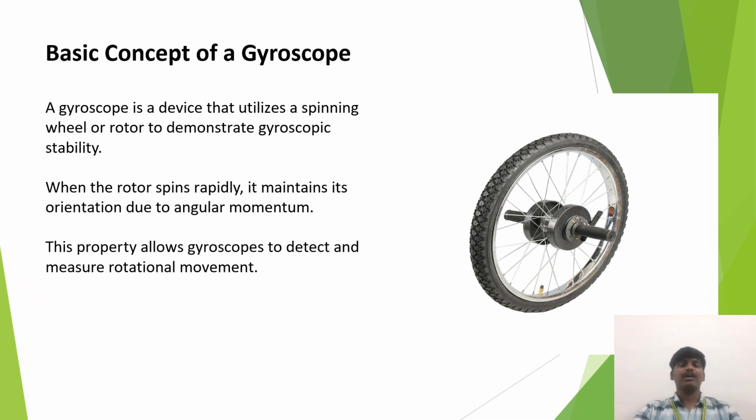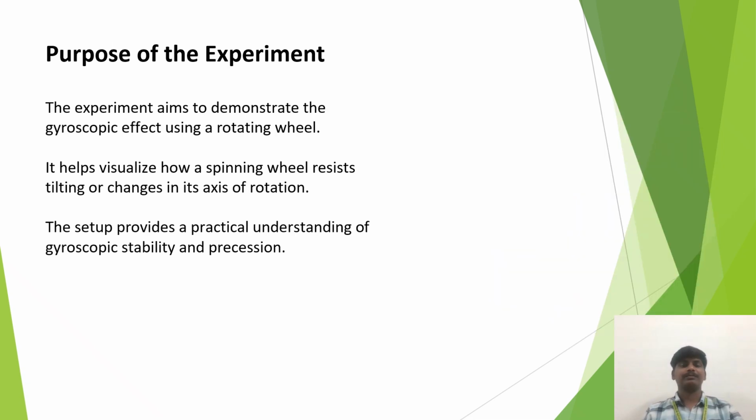Basic concept of a gyroscope. A gyroscope is a device that utilizes a spinning wheel or rotor to demonstrate gyroscopic stability. When the rotor spins rapidly, it maintains its orientation due to angular momentum. This property allows a gyroscope to detect and measure rotational movement.